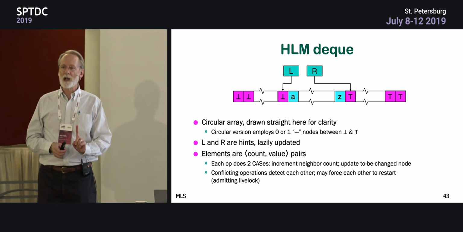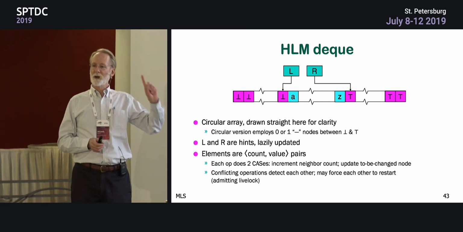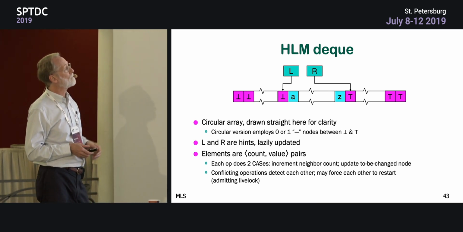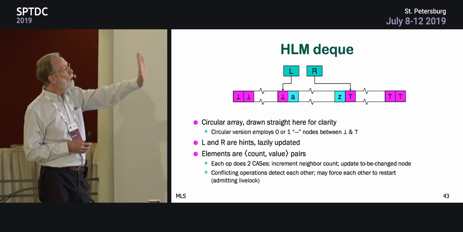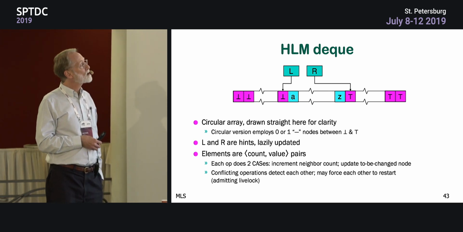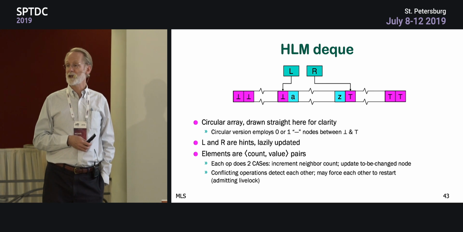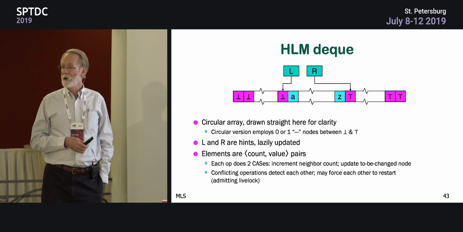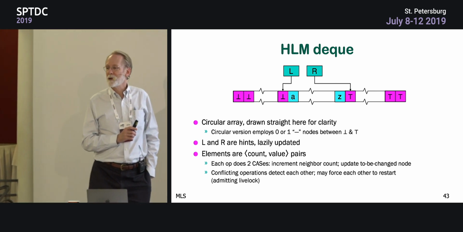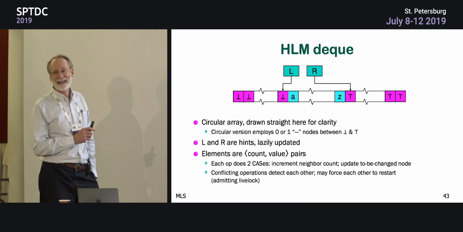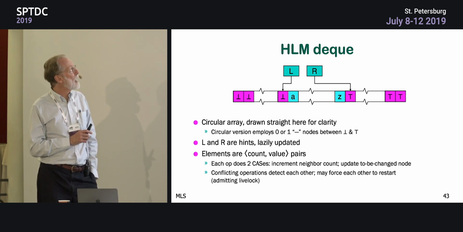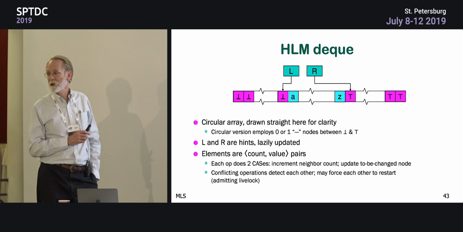The first CAS operation you perform is on your neighboring element. So let's say I want to do an insert on the left. I want to change that rightmost bottom element into a new data element. First, I will change the counter in the adjacent data element. I do that so that I will interfere with anybody who's trying to delete that data element. And then I try to do a CAS to change the bottom into the data element that I'm inserting.